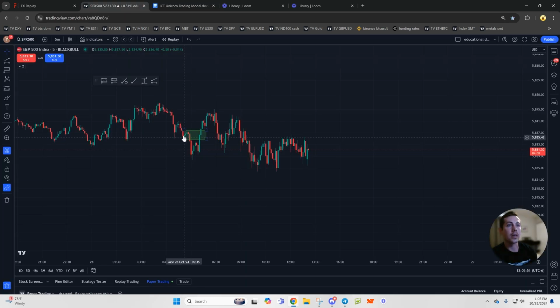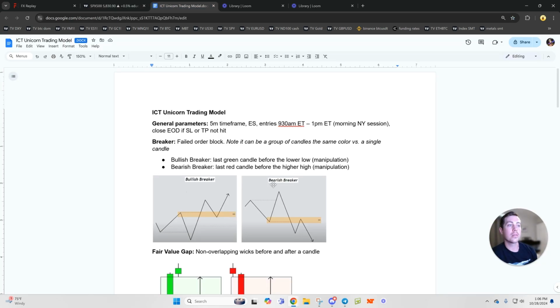I actually have one on the chart here. You can see on this move down, this last cluster of green candles was an order block until price pushed up through it. And then this would flip to be a breaker. So it can be multiple candles. It doesn't have to be a single candle.